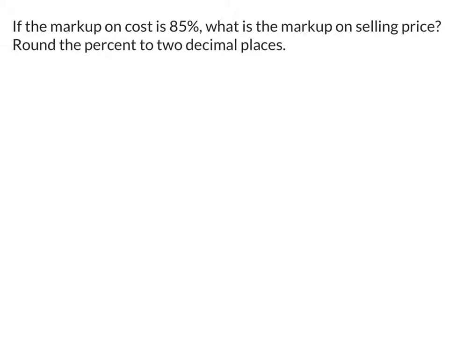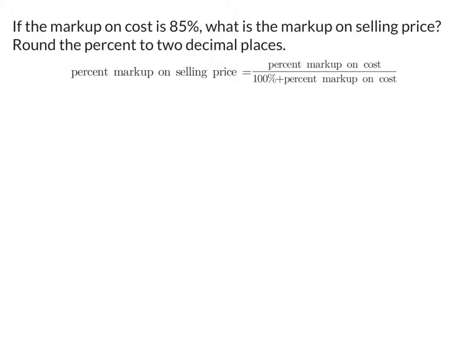If the markup on cost is 85%, what is the markup on selling price? Round the percent to two decimal places. Now we're being asked to find the percent markup on selling price given the percent markup on cost. So this is another conversion formula, and it says that the percent markup on selling price equals percent markup on cost divided by 100% plus percent markup on cost. So notice that now we're adding 100% in our denominator versus subtracting in the previous problem.